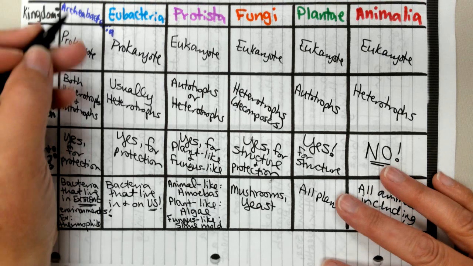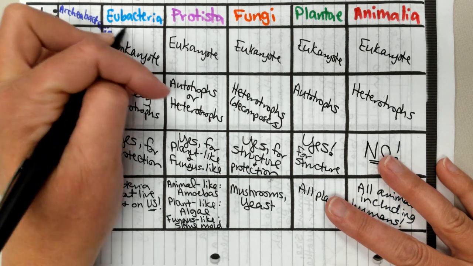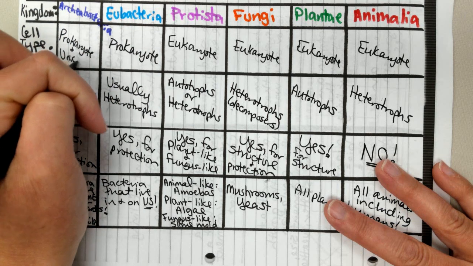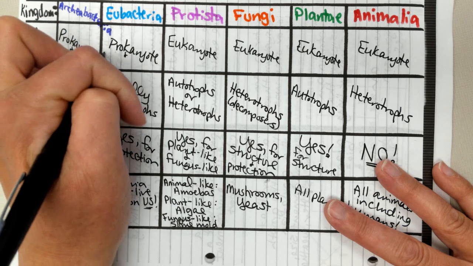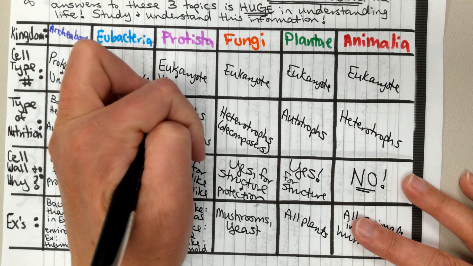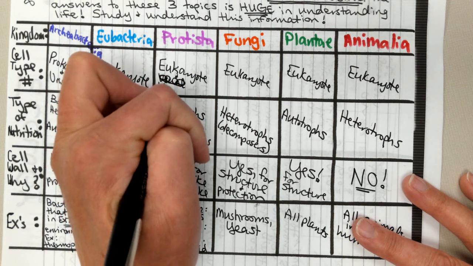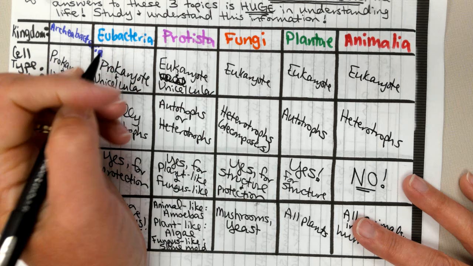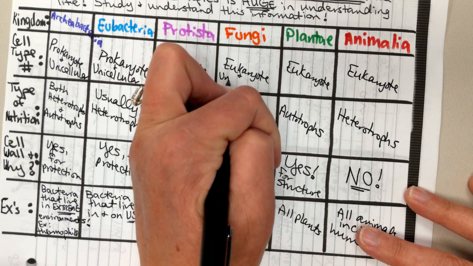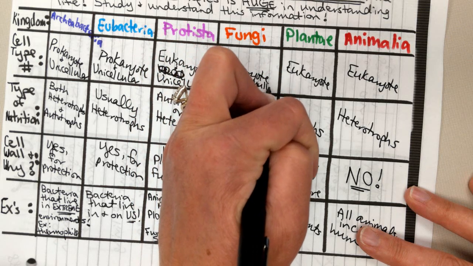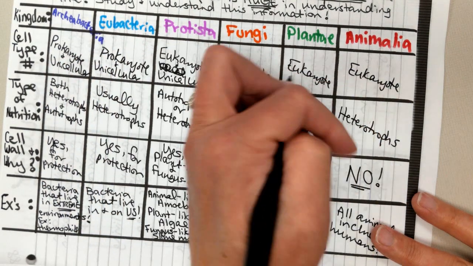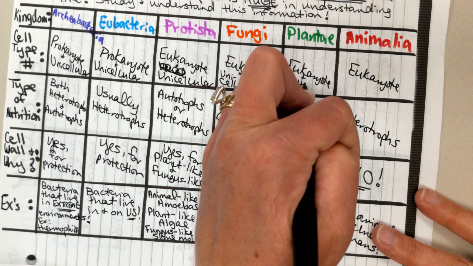So you need to talk about, oh, and we didn't even say this, cell type and number. Eubacteria and Archaeobacteria are unicellular. Protista are usually unicellular. Fungi can be uni or multicellular. And then Plantae and Animalia are multicellular.